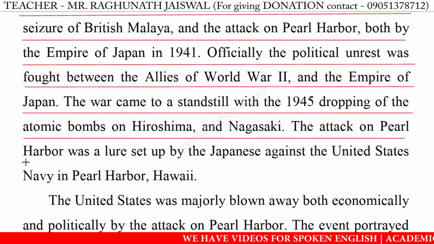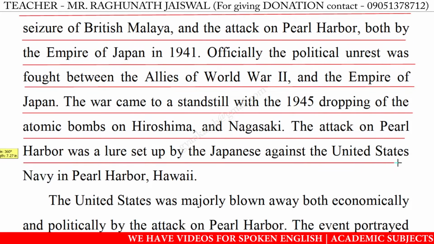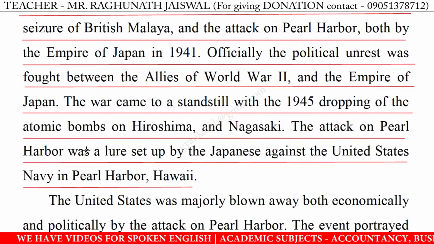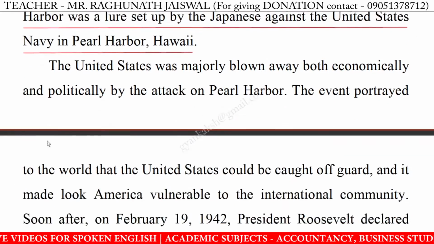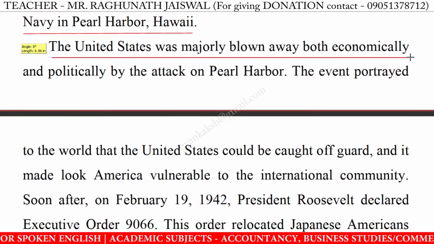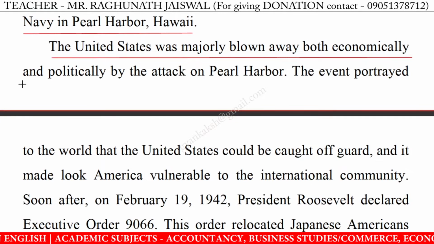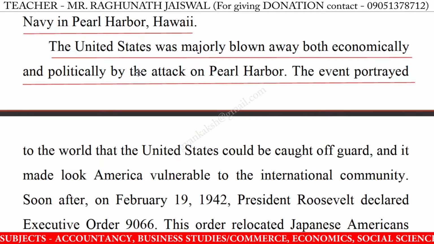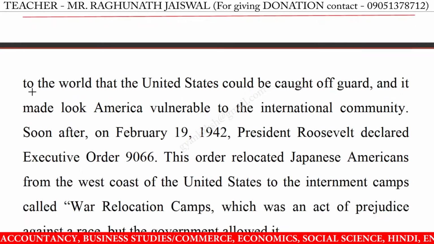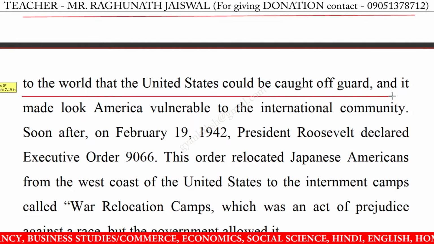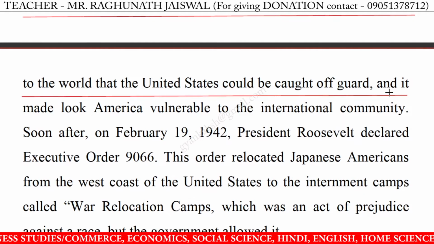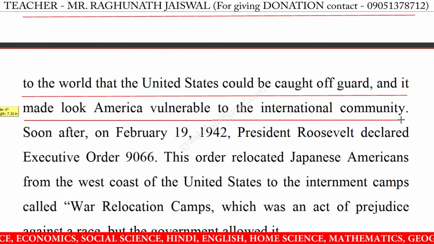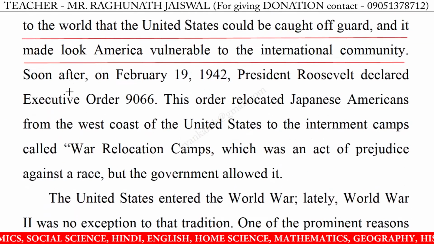The attack on Pearl Harbor was a surprise strike by the Japanese against the United States Navy in Pearl Harbor, Hawaii. The United States was majorly blown away, both economically and politically, by the attack on Pearl Harbor. The event portrayed to the world that the United States could be caught off guard, and it made America look vulnerable to the international community.